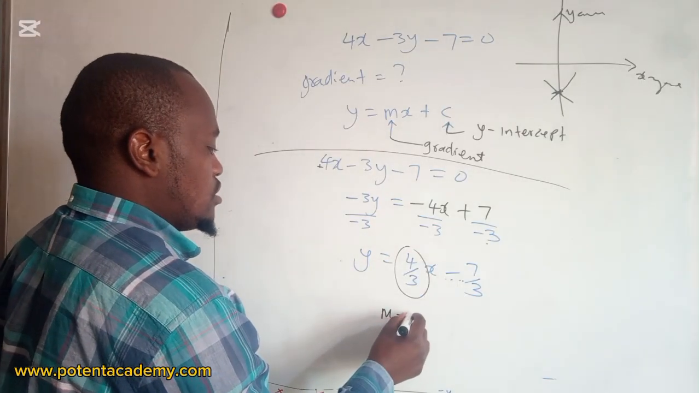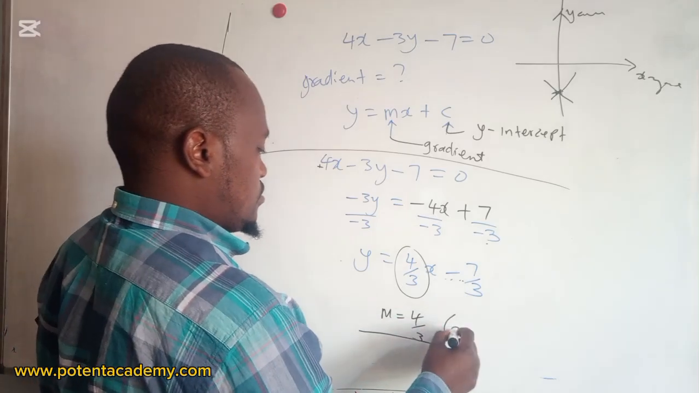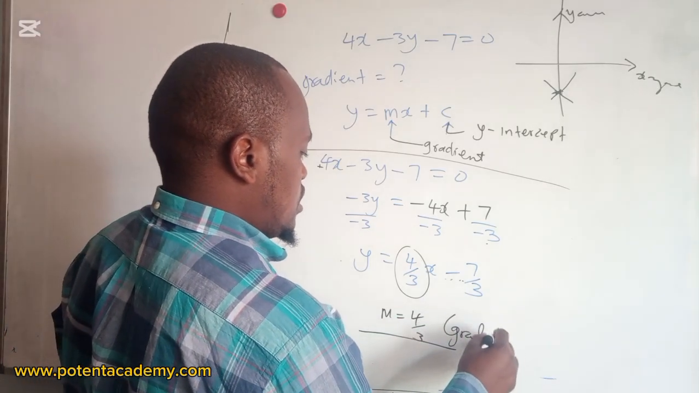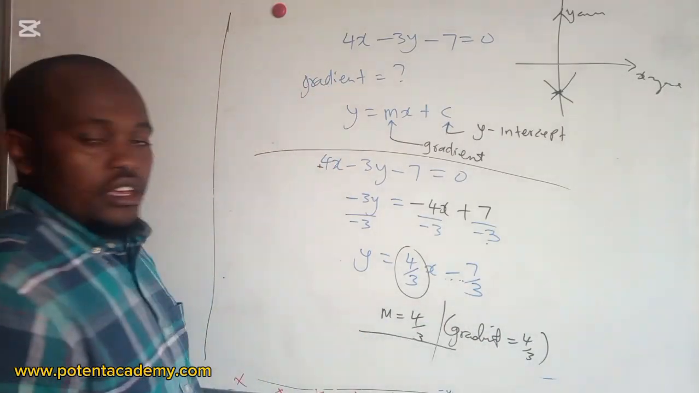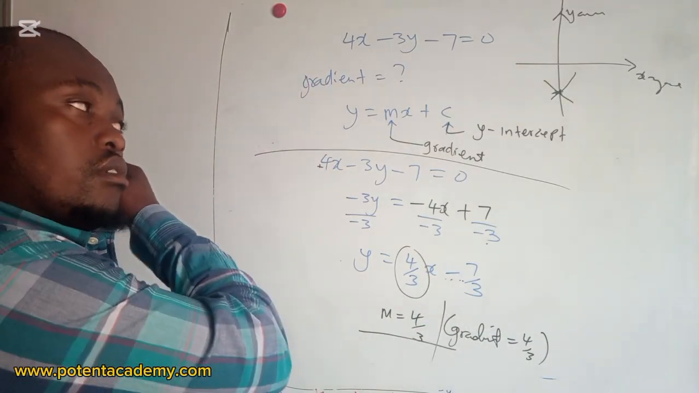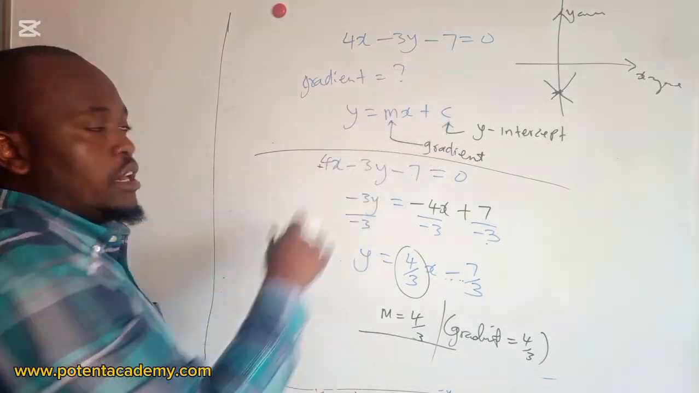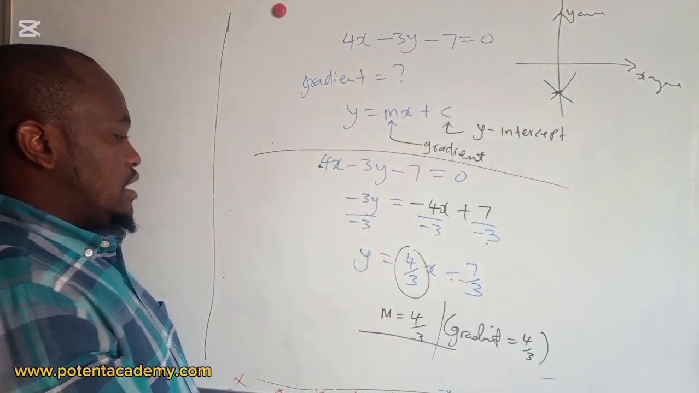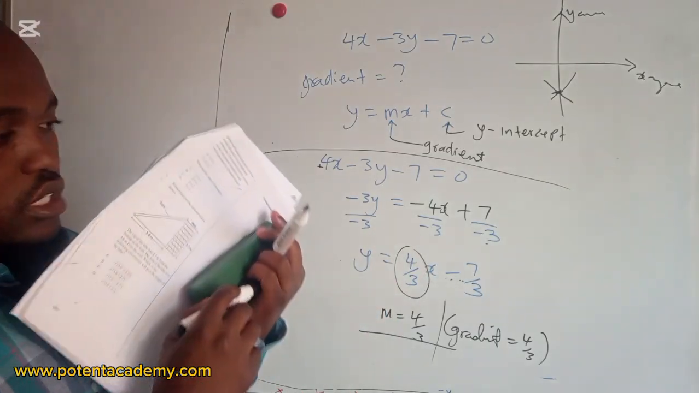m equals 4 over 3. Or we say gradient equals 4 over 3. Either of these will be correct. So what were you needed to do? To rewrite this in the form y equals mx plus c, and then identify what your m is. Just identifying what your m is.